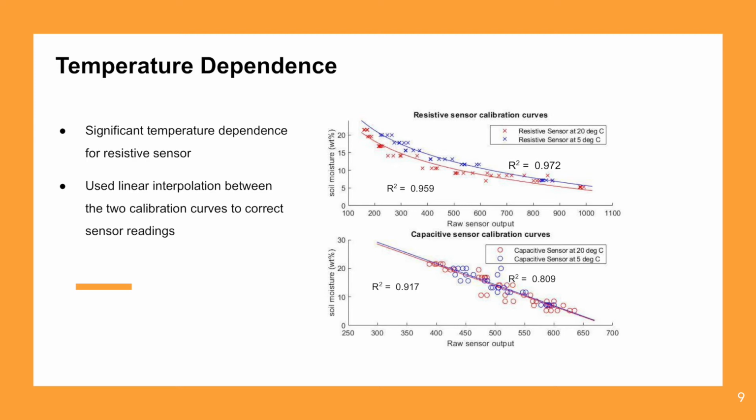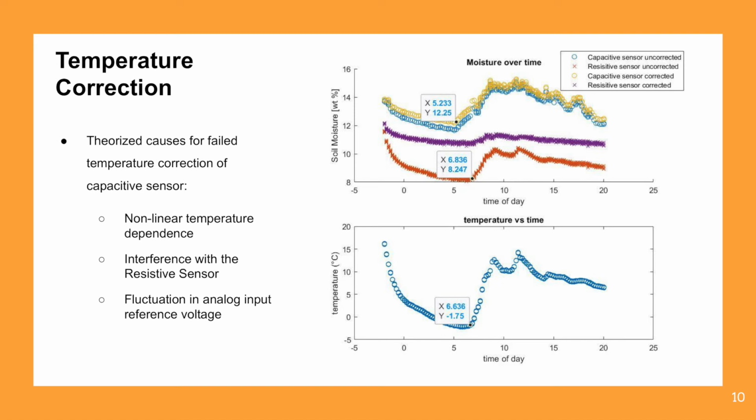The difference between the 5 and 20 degree curves is quite significant for the resistive sensor. Emphasizing temperature correction is especially important for accurate use of that sensor. In order to correct for the temperature dependence, we used a simple linear interpolation between the two calibration curves. When we applied this correction to the resistive sensor, we saw a significant decrease in fluctuations. This can be seen by comparing the orange, uncorrected data to the purple, corrected data.